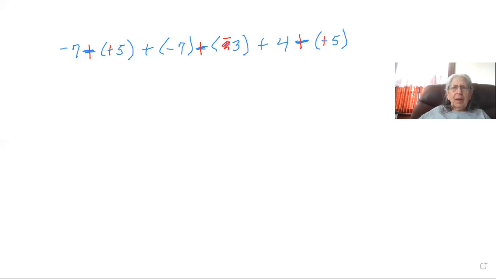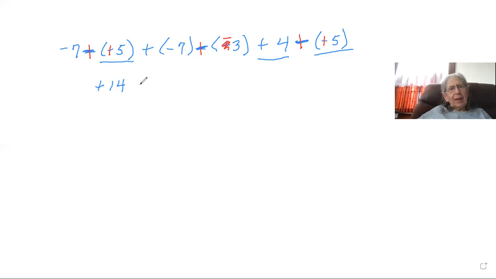Now let's see about dealing with this. I would go through that long thing and pick out the ones that are now positives. This is a positive. That's a -7. That's a -3. That's a +4. And that's a +5. So let's add them up. 5 and 4 is 9. 9 and 5 is 14. So that's +14.